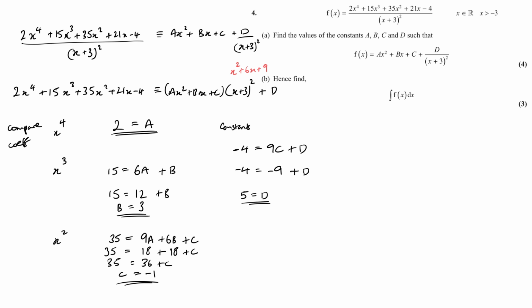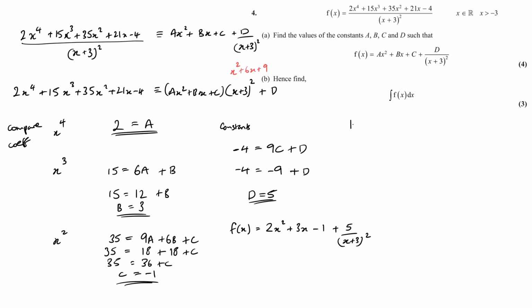Okay, so now I've got all 4 of my values, and what I should always do then is put it back into the original format it wants it in. So a is 2, so it's 2x squared, b is 3 so plus 3x, c is -1, d is 5, so plus 5 over x plus 3 squared.